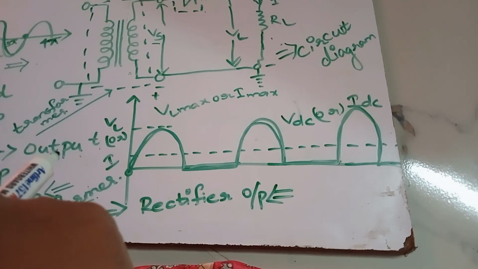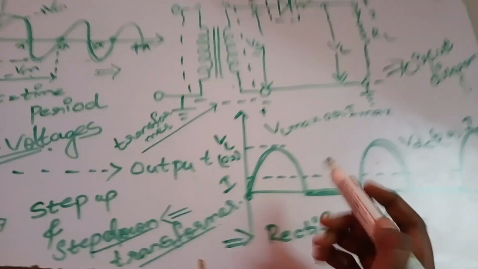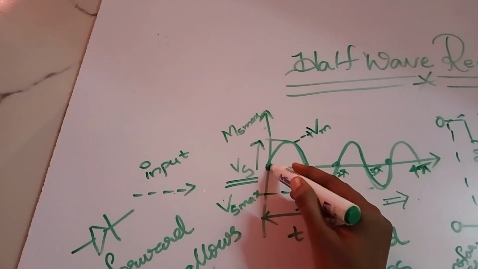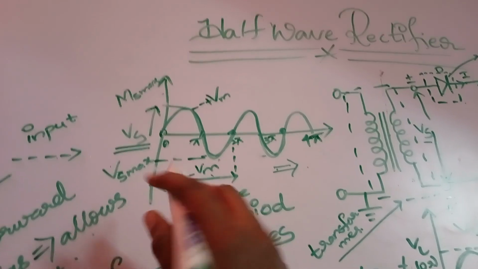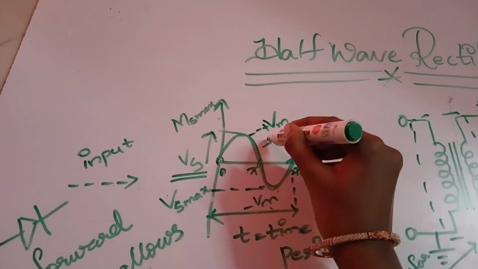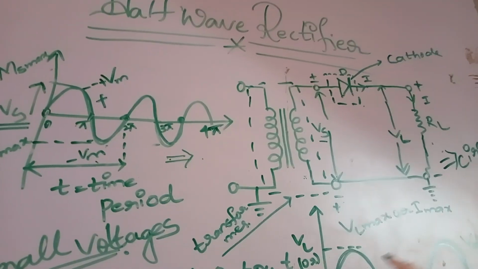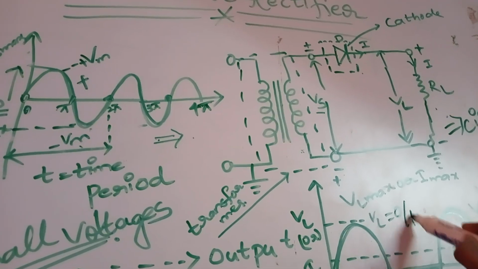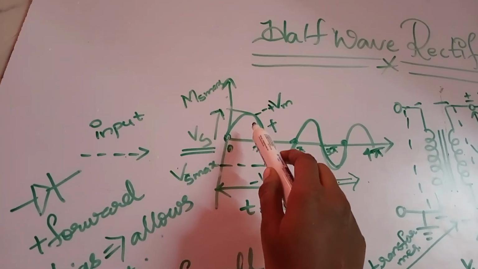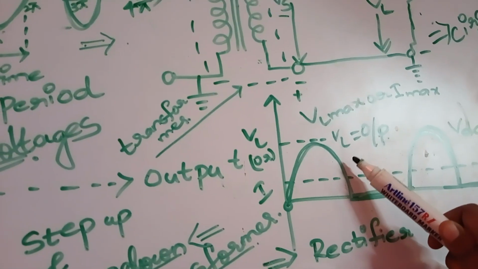We get pulsating DC at the output. So here you can see this is the input, this is 0. You think this is 0 to pi. 0 to pi is a positive half cycle, so conduction will take place. So the output voltage will be VL. VL will be the output. You can see the input is V maximum, so the output voltage we are also getting is V max.